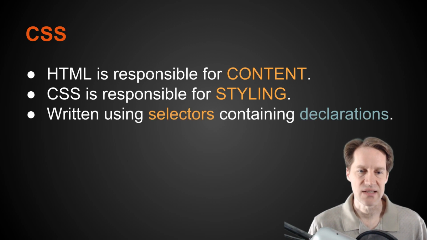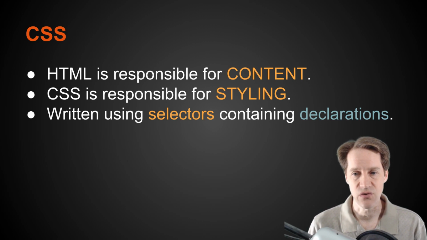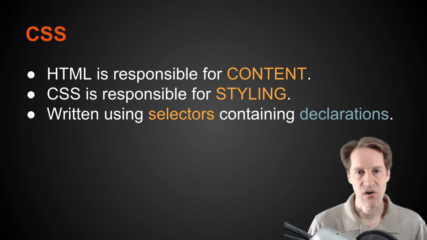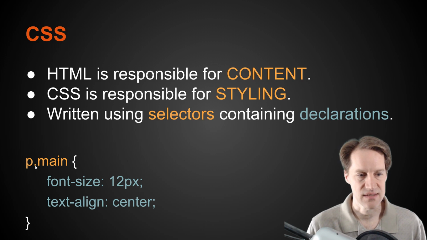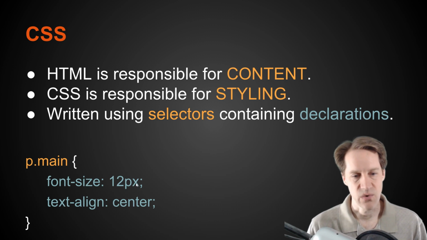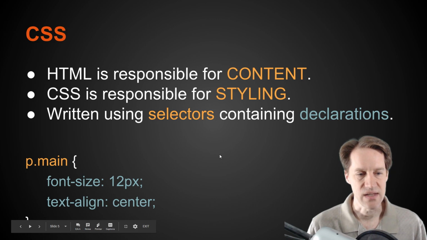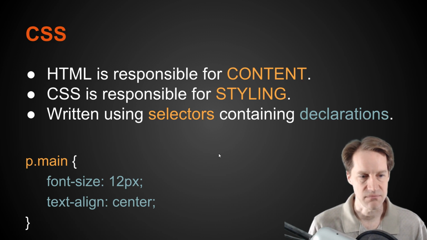Now, it's written using selectors. You're selecting HTML elements to style a certain way, and those declarations are how you want it to be styled. Just like we looked at previously, this is the selector, and it's looking for a paragraph tag. Now, this is a convention I'm going to discuss, but if you see a dot, it means with a class called main. So it's looking for every P tag on that page that has a class of main. That's what the dot means. And then make the font size 12 pixels, align the text to the center. So that's an example of some CSS.